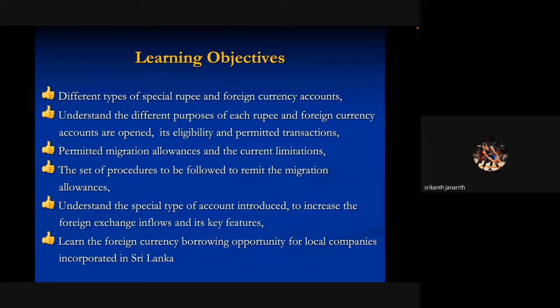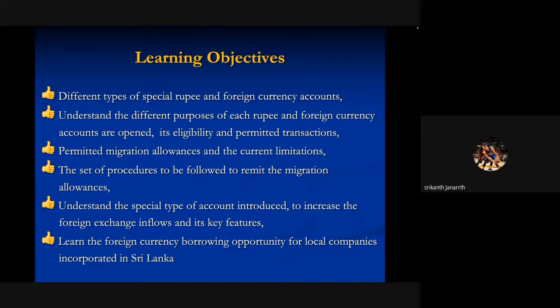Here we are going to see some more accounts, different types of special rupee accounts and special foreign currency accounts. Understand the different purposes for which each rupee and foreign currency account is opened, and its eligibility and permitted transactions. Then permitted migration allowances and current limitations. We are going to look at certain account migration, and the set of procedures to be followed to remit migration allowances.